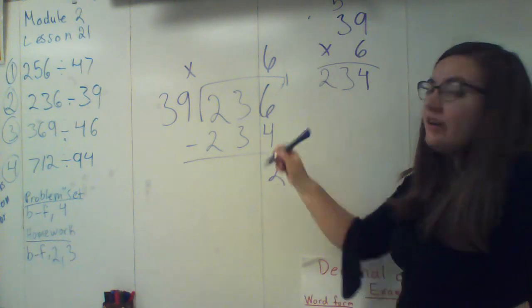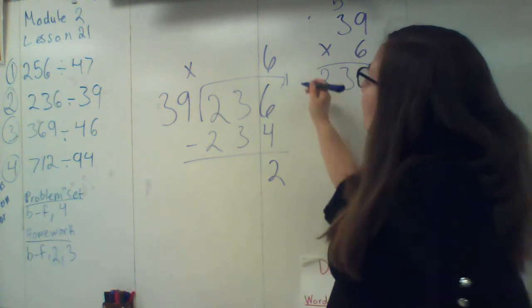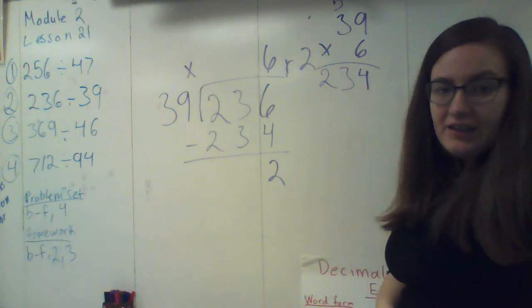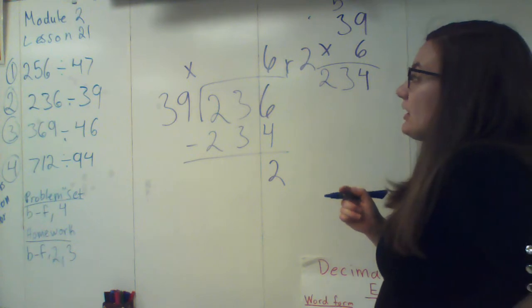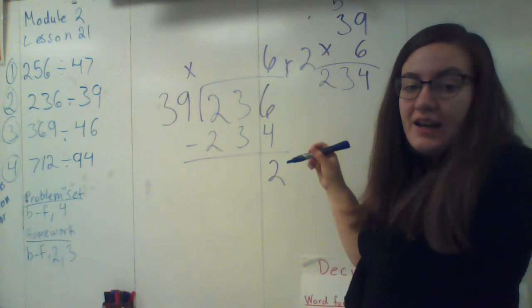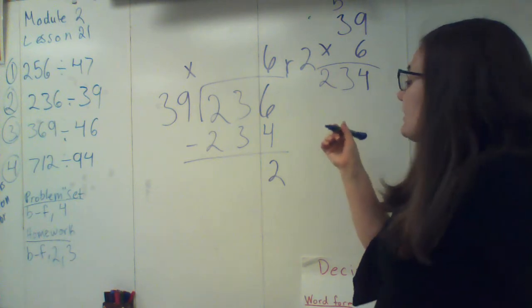2 minus 3 is 0, and 2 minus 2 is 0. So I have 6 remainder 2 as my final answer. Make sure you check your work to see if you got all of this correct. And then we're going to check our answer.